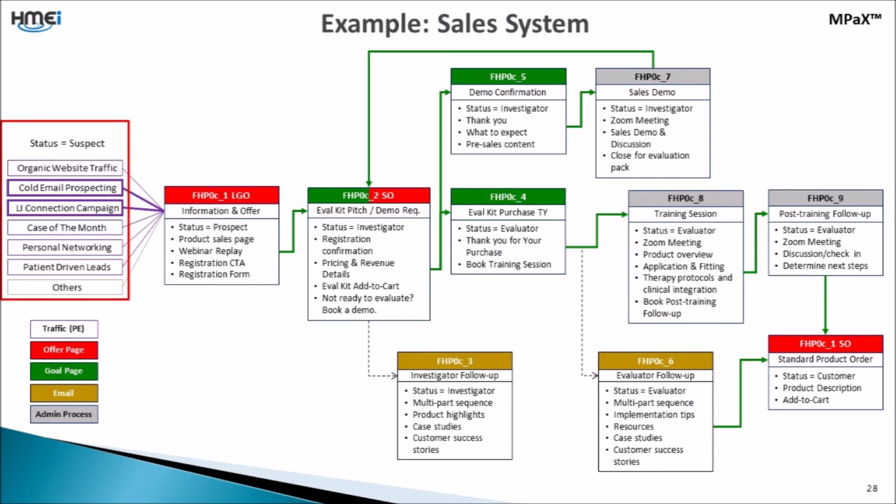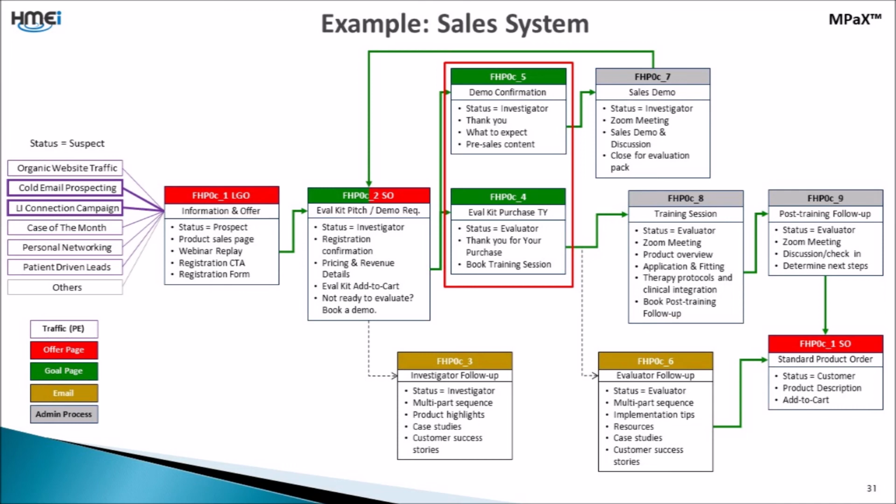On the left, we have purple boxes representing promotional energy, driving prospects to the front page of the sales system. The two previous example systems we looked at are highlighted, and you can see that we have other traffic sources represented as well. At this stage, the lead status is suspect. When suspects click the ad or email link to visit the information and offer page, we consider them prospects. If they complete the form on that page to register and receive more information, they become investigators.